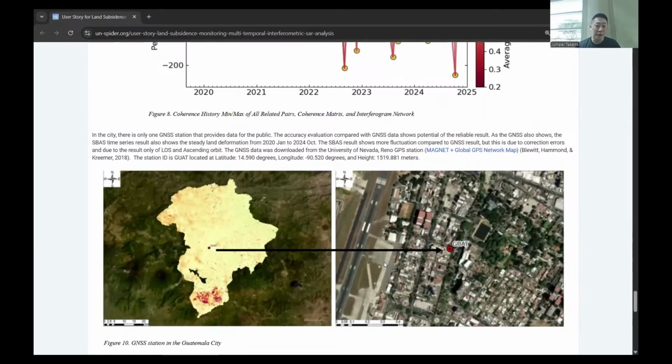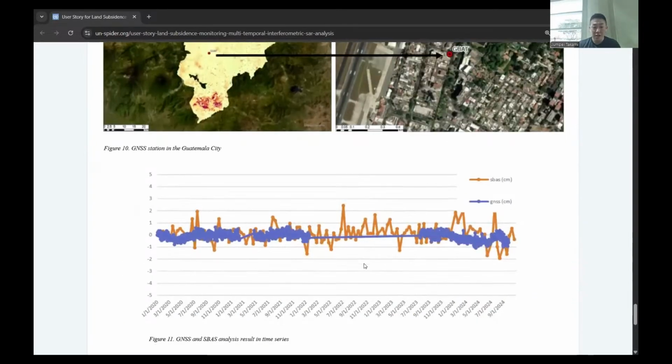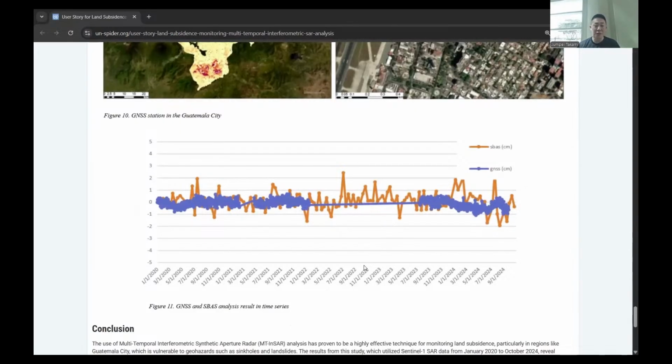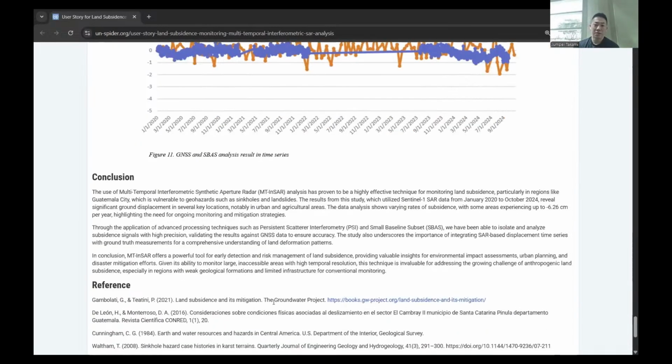Also, by comparing with the global GPS network map from the University of Nevada, the GPS results, and the InSAR analysis results, we can get a validation. You can see no significant difference between the SBAS analysis and the GNSS. SBAS is the small baseline subset method, but I won't go into detail; the SBAS and GNSS analysis results are well aligned. Using this technology, I hope local and national governments can take countermeasures.